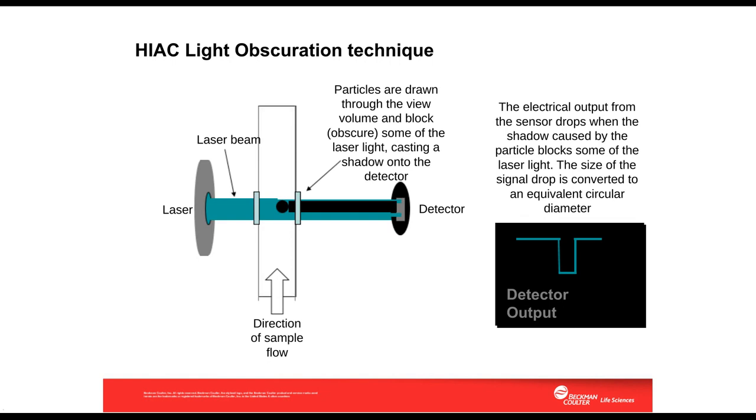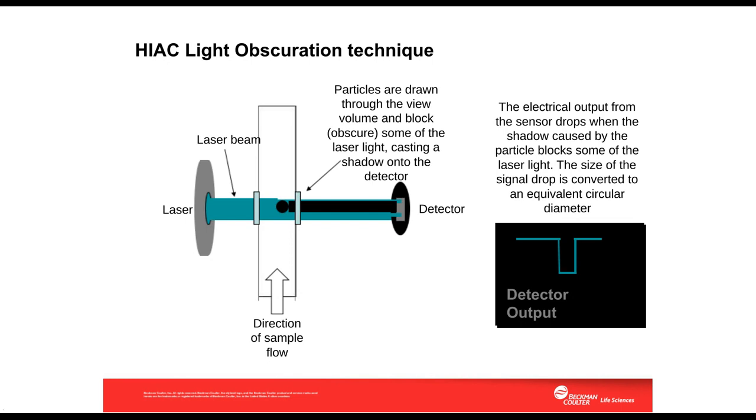A laser light shines through a measurement view volume and lands on a detector, which turns the light energy into an electrical signal. The sample under test is drawn through the measurement view volume. As particles in the sample pass through the measurement view volume, they block or obscure a portion of the laser light. And this reduces the light falling on the detector and causes the detector electrical output signal to drop proportionally.